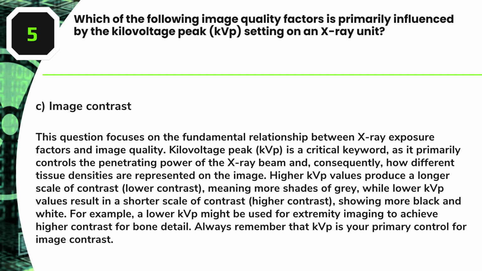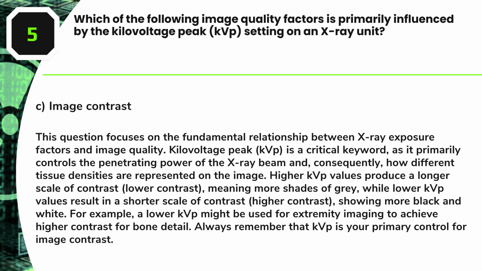Answer: C. Image contrast. This question focuses on the fundamental relationship between X-ray exposure factors and image quality. Kilovoltage peak, kVp, is a critical keyword, as it primarily controls the penetrating power of the X-ray beam and, consequently, how different tissue densities are represented on the image. Higher kVp values produce a longer scale of contrast, lower contrast, meaning more shades of gray, while lower kVp values result in a shorter scale of contrast, higher contrast, showing more black and white.